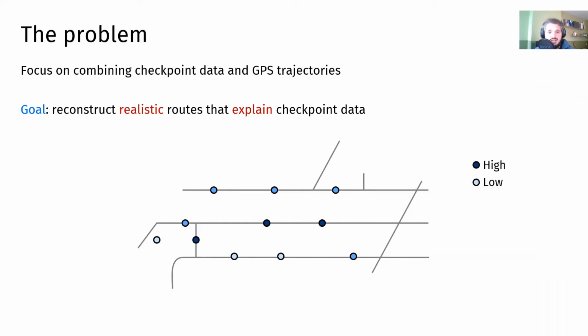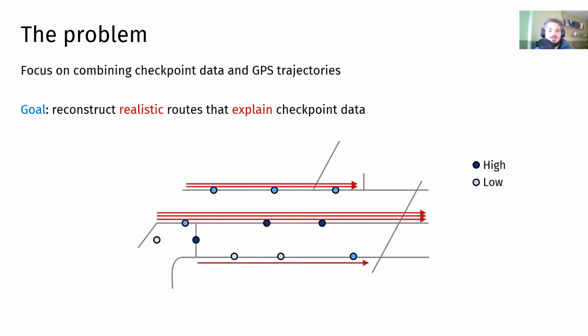To give you an intuition of what we mean with realistic, we want somehow the routes that we are going to reconstruct to be present in our GPS data. So if I have this trajectory, then it might stand to reason that I want to reconstruct routes that align with my checkpoint data and approximately follow this input trajectory.